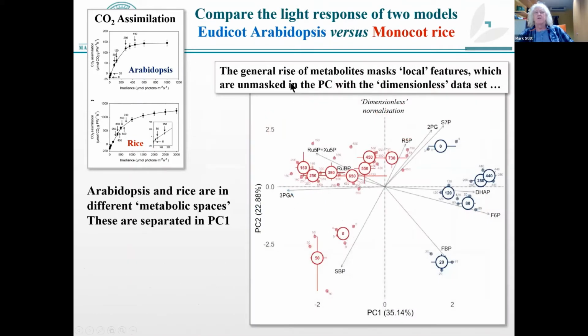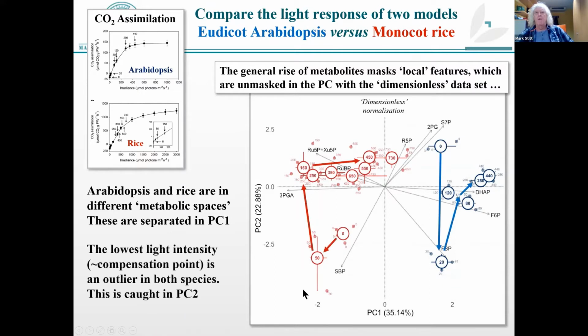So what we next did is we got rid of the general rise of metabolites, because what we then went to is the dimensionless normalization, where we just asked what percentage of the carbon in the metabolites is where. So we got rid of the general rise, and then we asked for the relations. And what we see, they're just in totally different metabolic spaces. The two species are separated in PC1. Then we also see the lowest light intensity. This is this guy here and here. This is an outlier in both species, and this is a response which is caught in PC2, and I'll come back to this. It's driven by high SBP and high FBP.